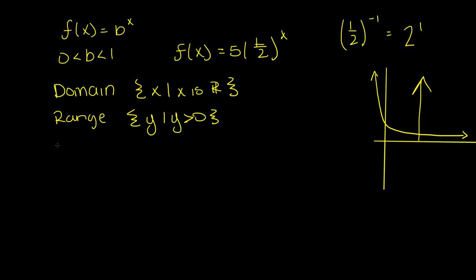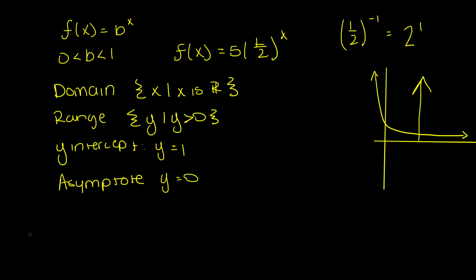All right, my y-intercept. As long as we're not looking at that a, which will actually change your y-intercept, my y-intercept is y equals 1. And then my asymptote is still going to be y equals 0. And my end behaviors here kind of switch. I meant to say end behavior.